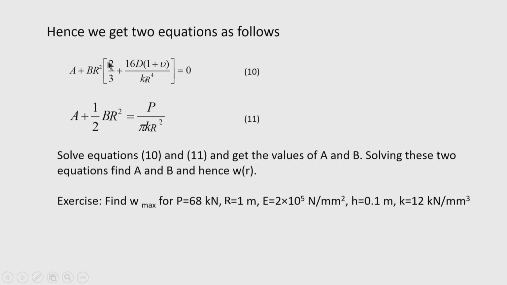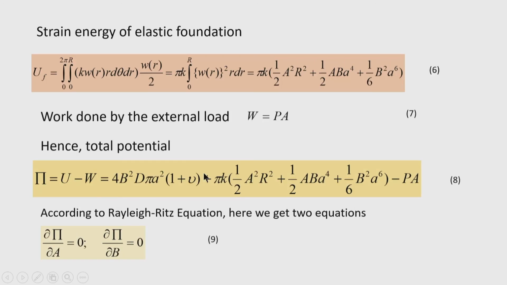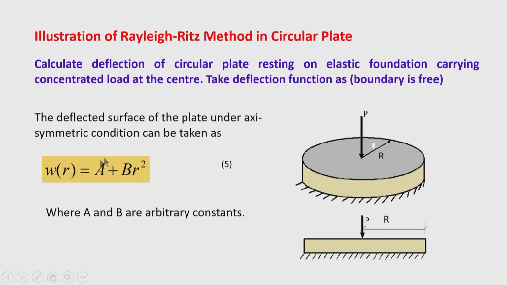After this operation, the two linear equations we arrive at are: A plus b r square 2 by 3 plus 16 D (1 plus mu) divided by k r to the power 4 equal to 0. The second equation is A plus half b r square equal to P divided by pi k r square. These two equations can be solved and A and B found, which can be substituted in the expression for the deflection to calculate the deflection at any point on the plate.